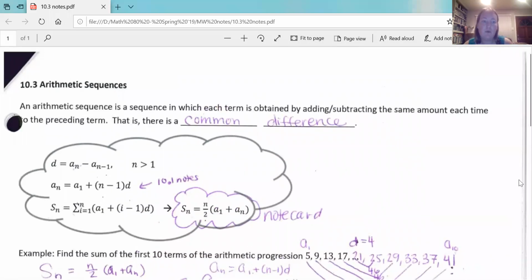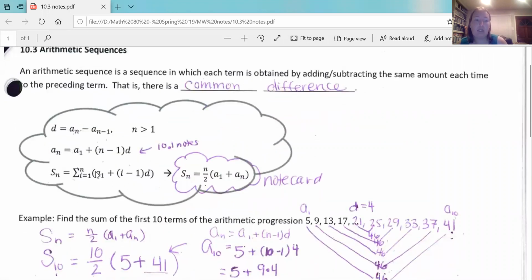All right, so 10.3 is arithmetic sequences, and we already talked a little bit about this concept in 10.1. In 10.1, we talked about this general form for a term number: your initial term plus one less than your term number worth of differences.